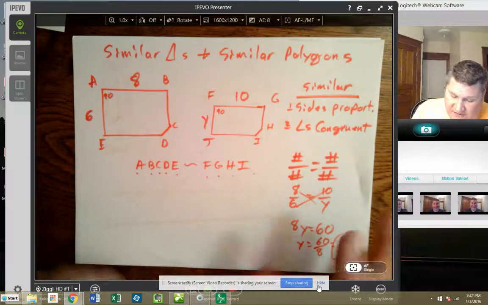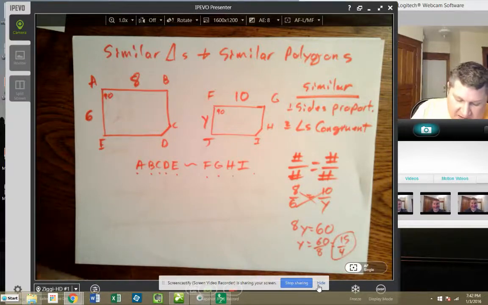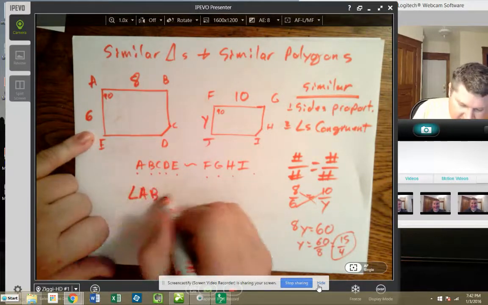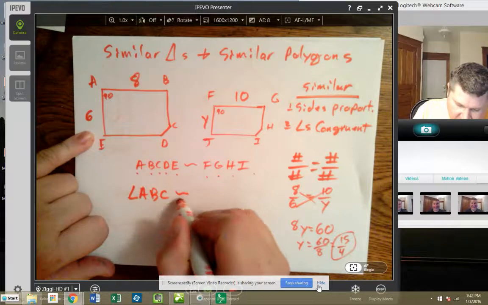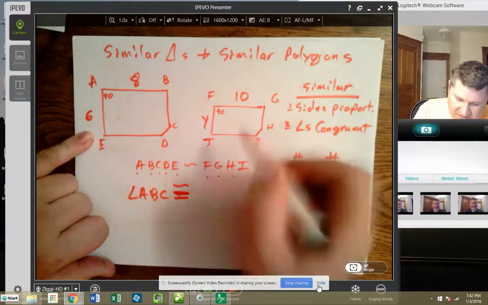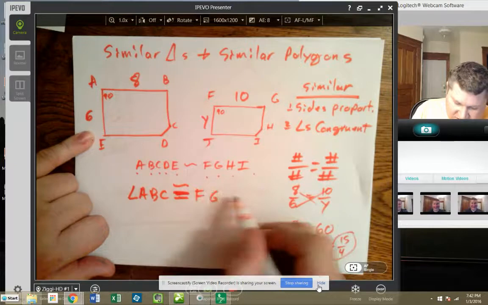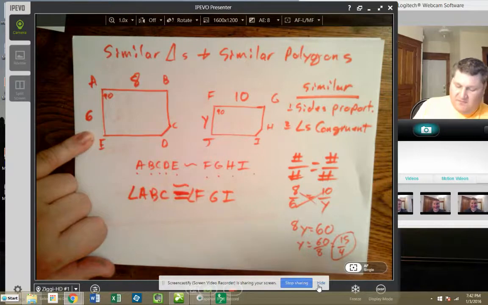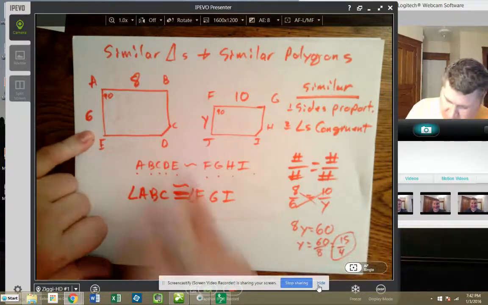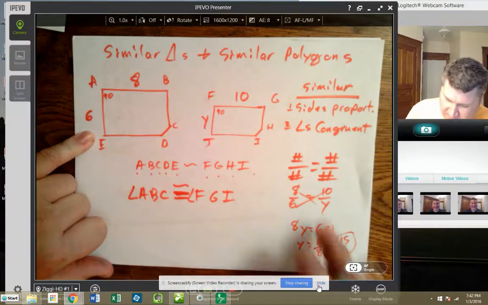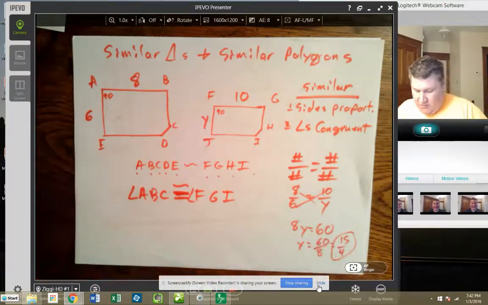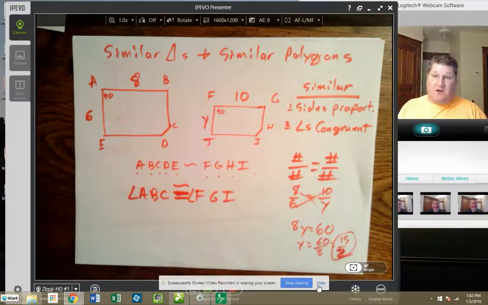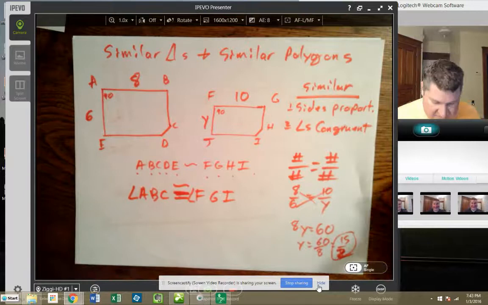Now, in this case, we're going to have to be able to say what pairs go with what. Angle ABC would have to be therefore congruent, actually, because angles have to be congruent, to angle FGI. ABC, FGI have to go there. They have to be proportional. Okay, so you end up with, oh, there's my problem. That's a 2. I knew there was something wrong there. Okay, so 7.5. That makes a lot more sense.